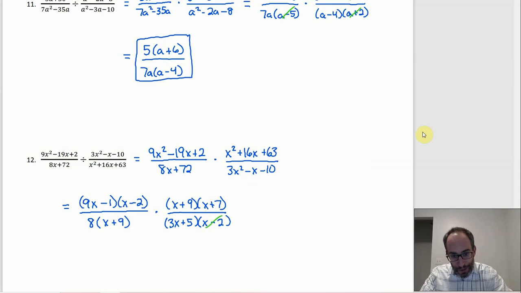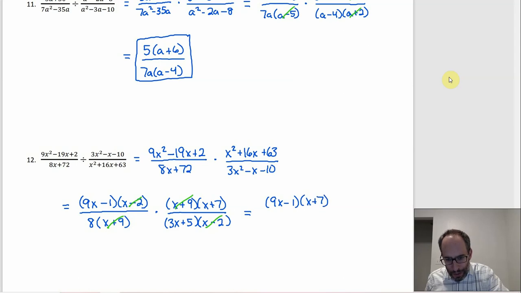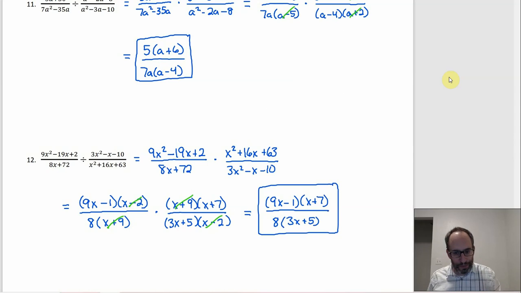So those x minus 2s, we know we're getting them. And then we can cancel the x plus 9s, but that's it. Nothing else is going to cancel. All right, I guess we've got what we've got. So as a final answer, we're going to have 9x minus 1 times x plus 7 over 8 times 3x plus 5. And there is our answer. Again, not quite as clean as 7, 8, and 9, but it happens. They don't always work out the way you want them to.